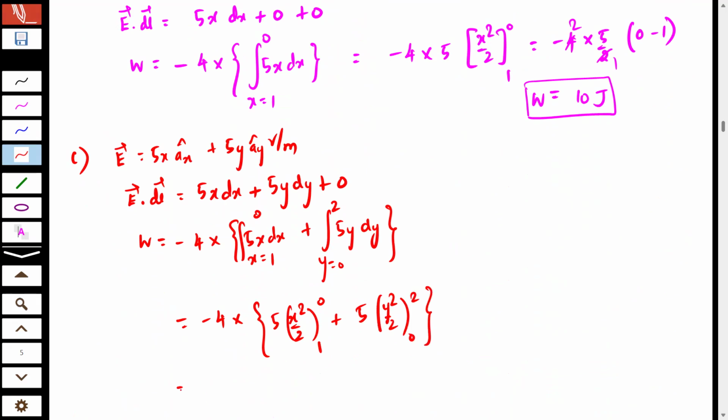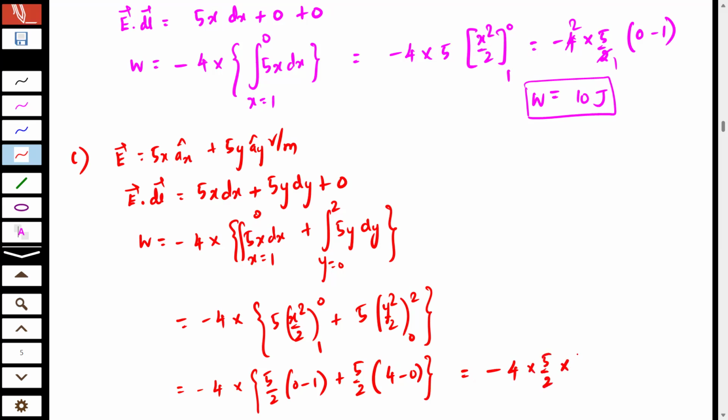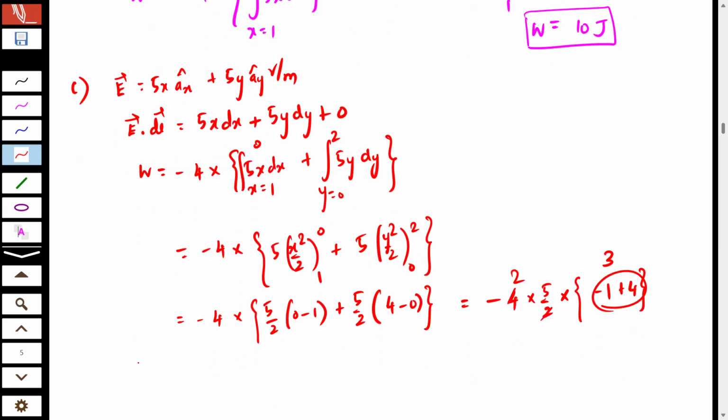So that is going to be minus 4 into 5 by 2 into 0 minus 1 plus 5 by 2 into 4 minus 0. So we can write it as minus 4 times 5 by 2 is common, and you have minus 1 plus 4, that is 3. So this is becoming 3. So we will be getting 30 joules. So work done for the third case is minus 30 joules.